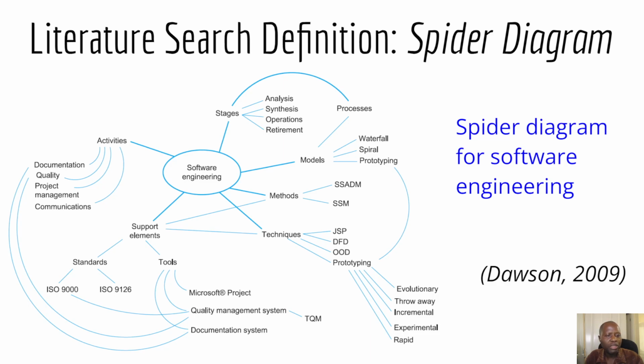Like under activities, you can have each activity linked to standards, linked to tools, or you can have techniques that are linked to models. And as you can see, prototyping is linked under models. Prototyping has various types of prototypes: evolutionary, throwaway, incremental, and experimental. So it's really a mind map, but with the possibility of linking the leaves of such a mind map. That helps you to analyze your problem. So, in other words, every research problem can be broken down into areas like that. These will then help you define your literature search.